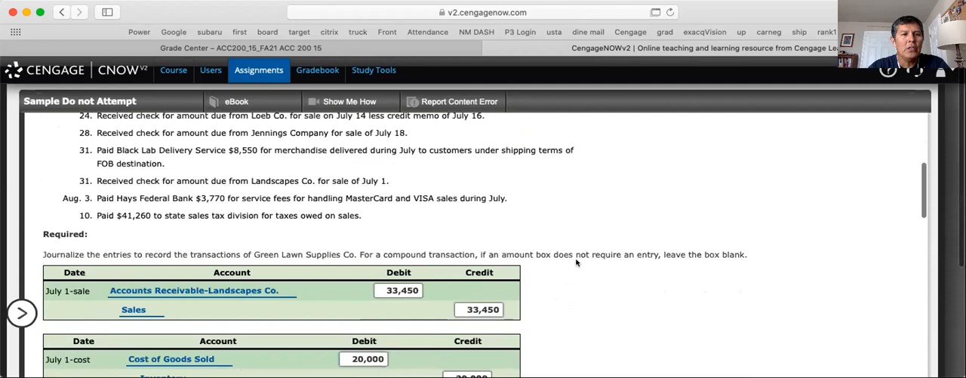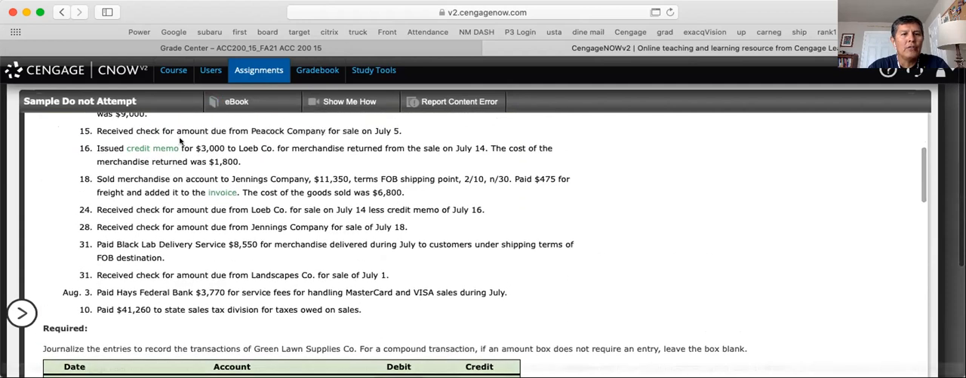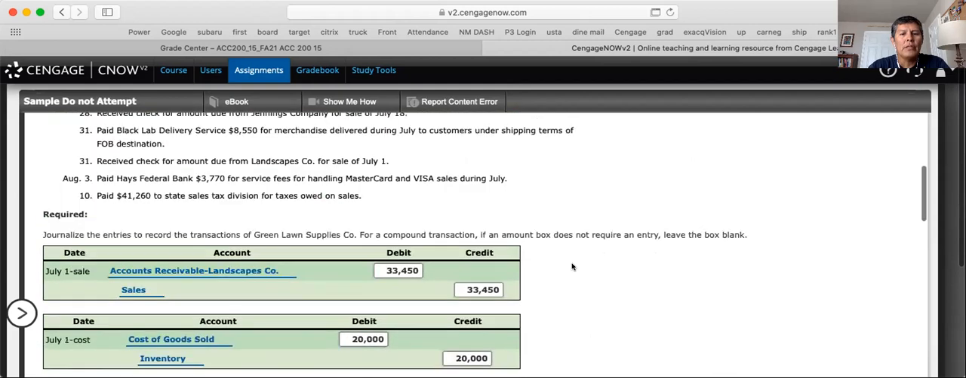July 15. Received check for amount due from Peacock Company for the sale on July 5th. So we received some money. Now let's go down here and record it. We received how much?